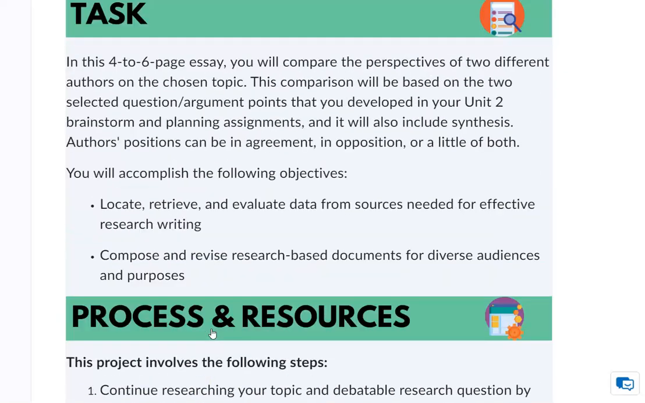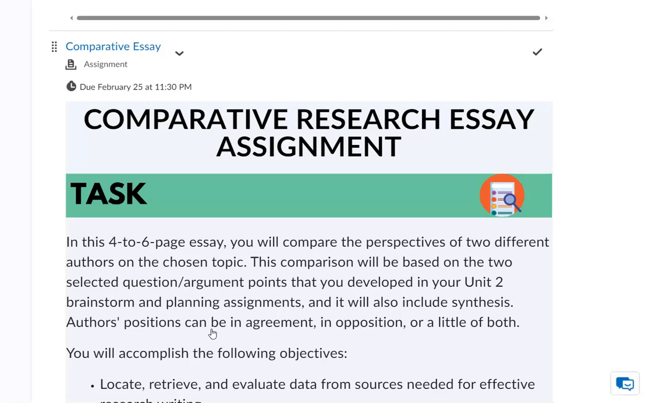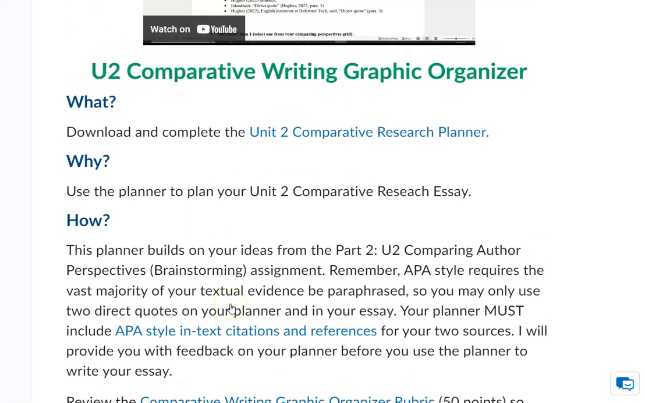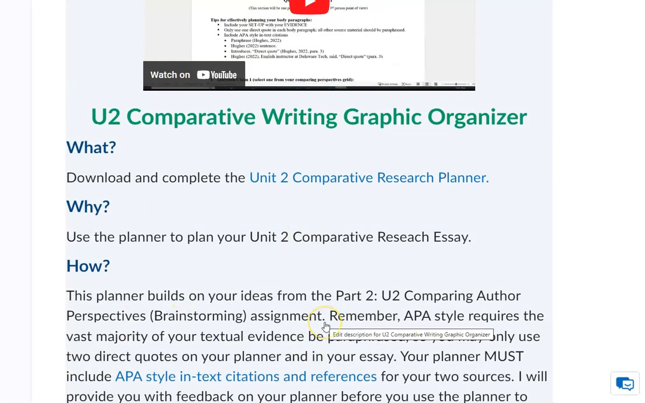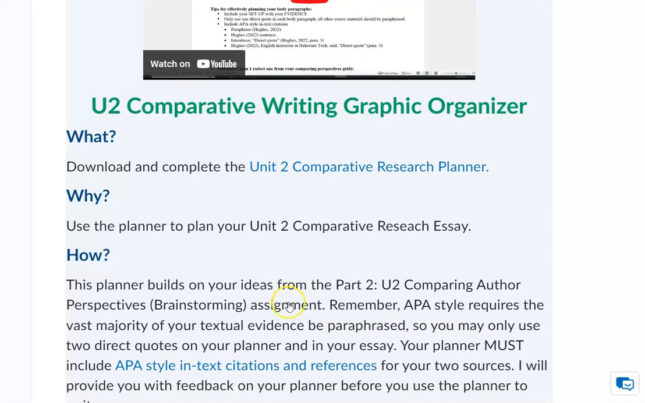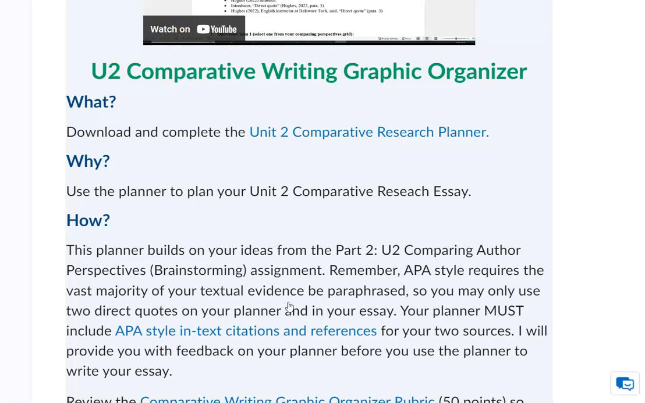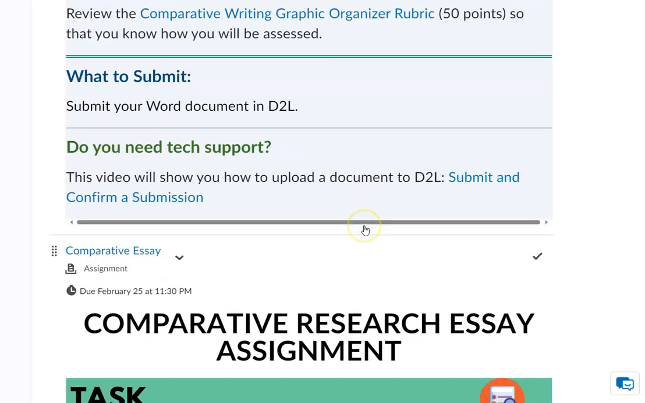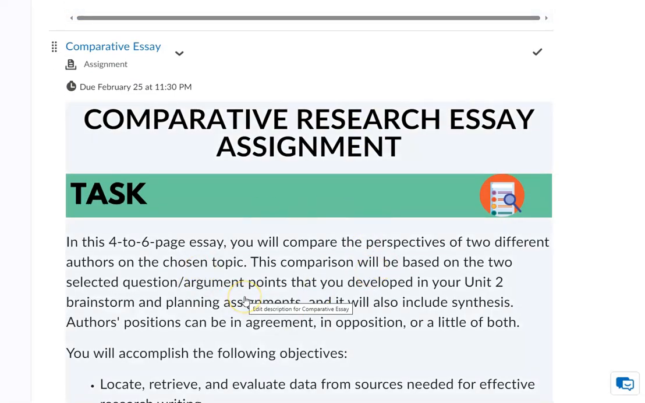But given all of the background steps that we've already completed in this unit, this paper should be fairly straightforward to write. Just make sure that you have checked your feedback on your planner, because that is where you are physically planning out your essay. And then, of course, I have provided you with feedback if I saw anything where maybe I needed a little more information or things needed to be explained a little bit more clearly. So make sure you have checked your feedback on your graphic organizer before you start typing your paper.